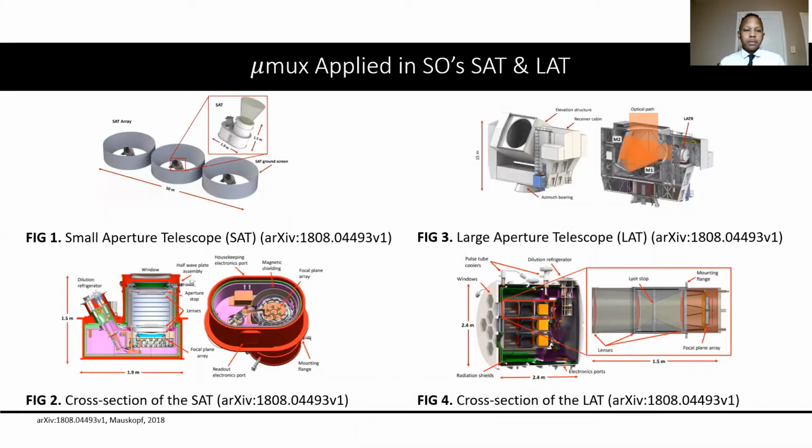So a little bit about how the MUMOX is being applied at the Science Observatory. Examples of these are in the Science Observatory Small and Large Aperture Telescope. The small aperture telescope, the SAT, is what I have here in figure 1, and the large aperture telescope, the LAT, is the image here in figure 3. And figures 2 and 4 are cross sections of both those telescopes.